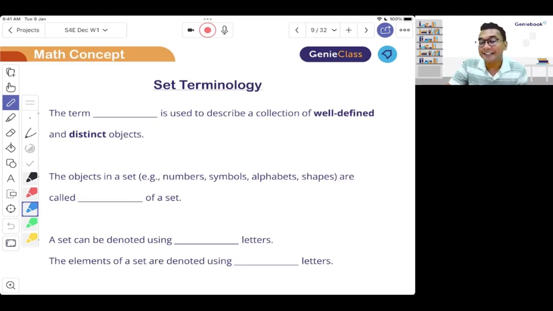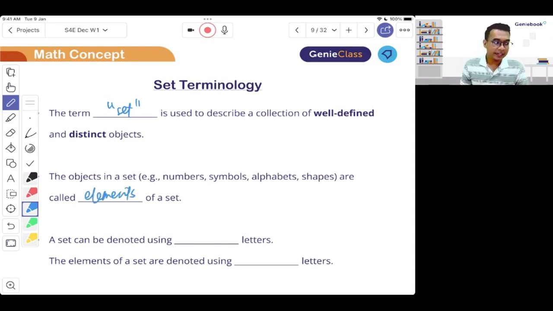Now, the idea is that for animals, we use different words to describe a group of them: a pride of lions, a flock of birds, a school of fish. But for math, when we have a collection of well-defined and distinct objects, things like numbers, alphabets, symbols, we can call them the term set. That's why this topic is called set notation. Now, the objects in a set are called elements.